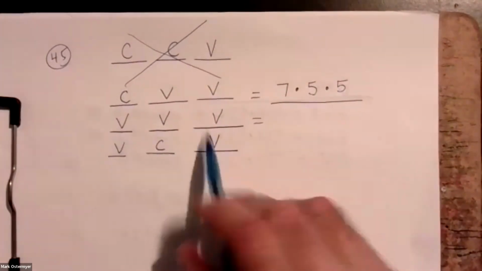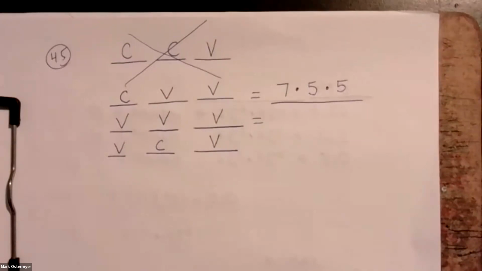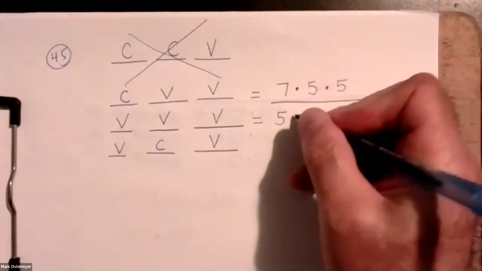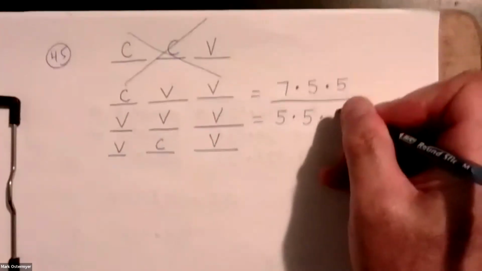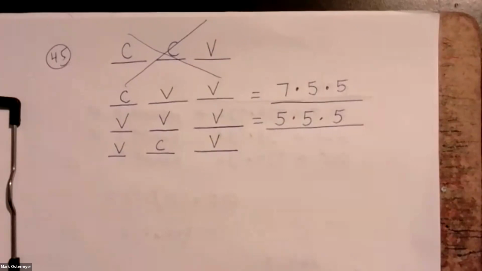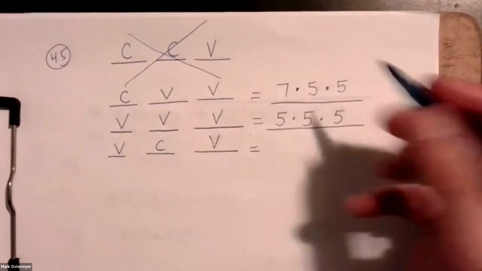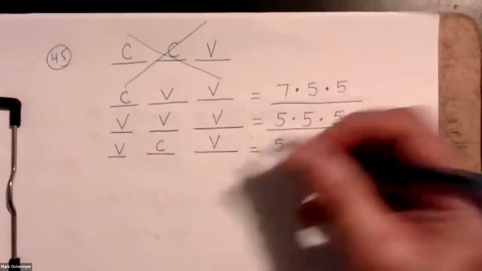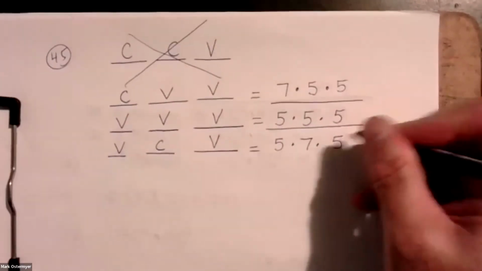Or we could form a 3-letter word where we have all 3 vowels. If that's the case, there's 5 vowels, correct? And so there's 5 ways to occupy the first slot, 5 ways to occupy the second slot, and 5 ways to occupy the third slot. Now the third possibility is a vowel, consonant, and a vowel. There's 5 vowels to occupy the first slot, 7 consonants to occupy the second slot, and 5 vowels to occupy the third slot.